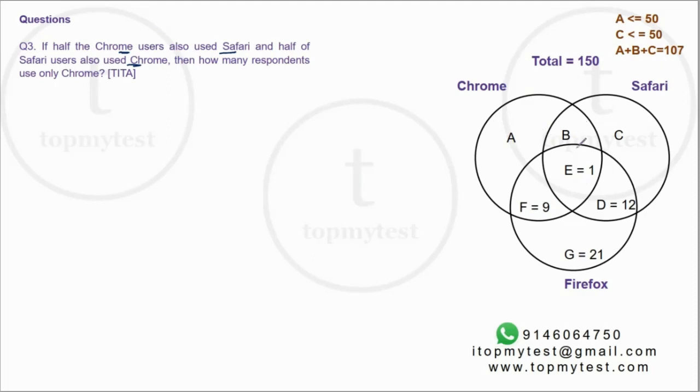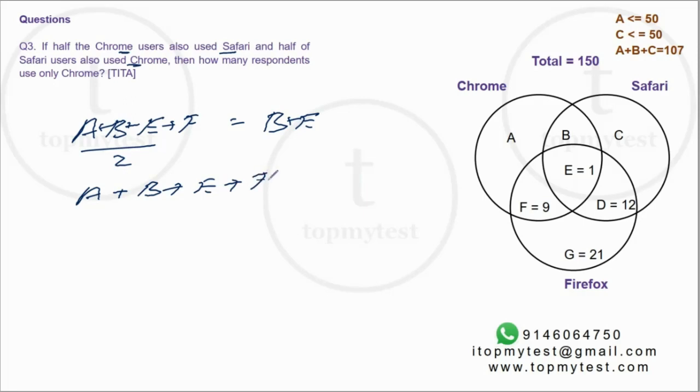Total Chrome users will be A, B, E, F combined, right? Half of that will be using Safari also. So they use Chrome and along with that they use Safari. So Chrome and Safari, that's B and E. Right, if I rewrite this, you'll get A plus B plus E plus F should be 2 times B plus E. So if I cancel this out, one of the B and E will cancel. So A and F should be equal to B plus E.